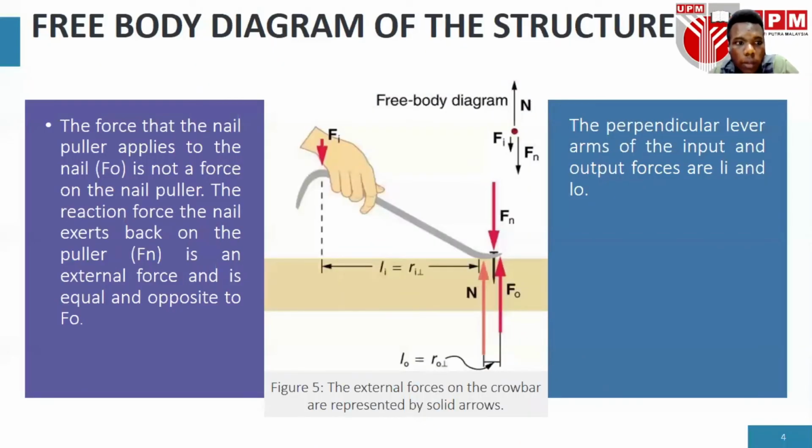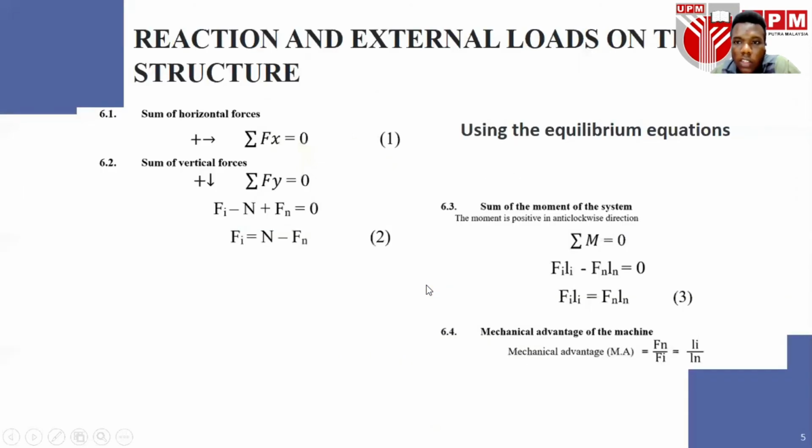The free body diagram of the structure. The force that the crowbar applies to the nail, that is F0, is not a force on the crowbar. The reaction force the nail exerts back on the crowbar, that is Fn, is an external force and is equal and opposite to F0. The perpendicular lever arm of the input and the output forces are Li and L0. Here you can see L0. The reaction and the external load on the structure.